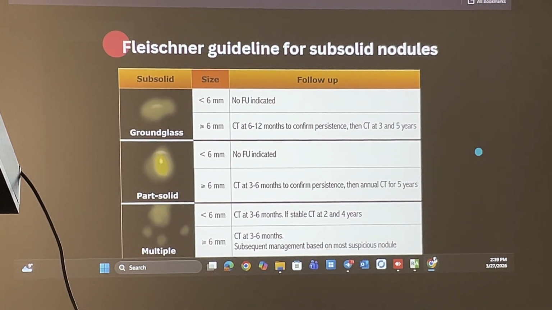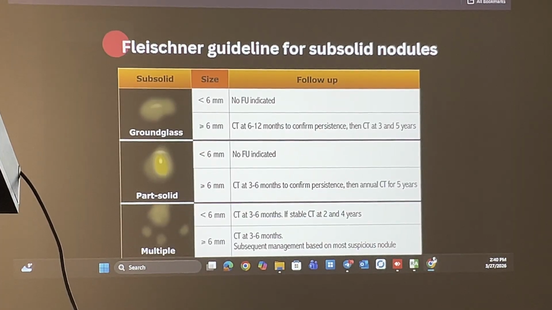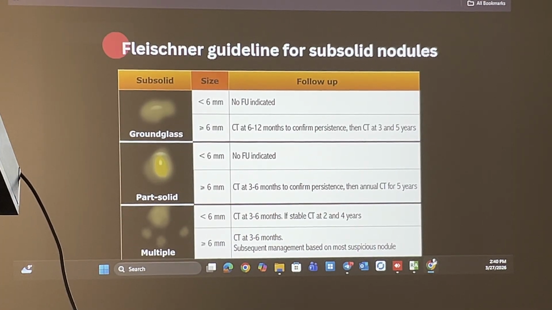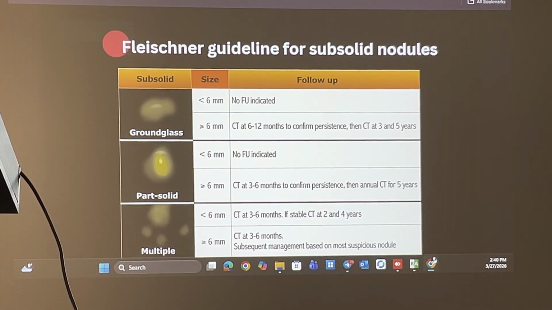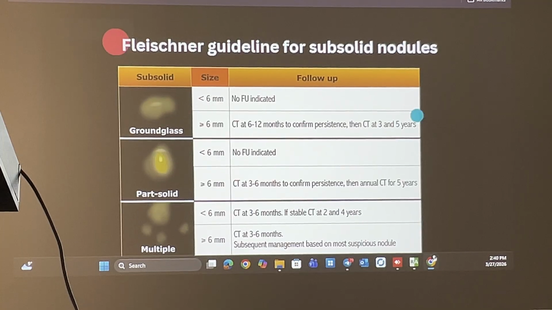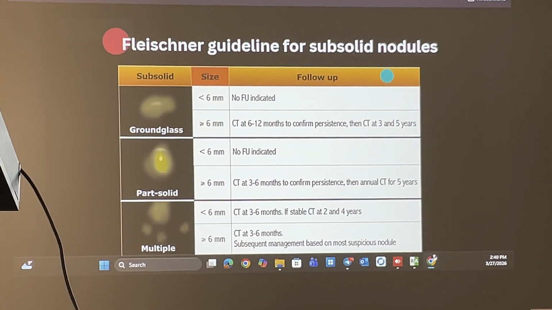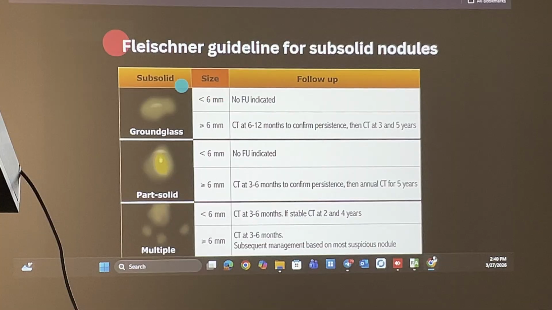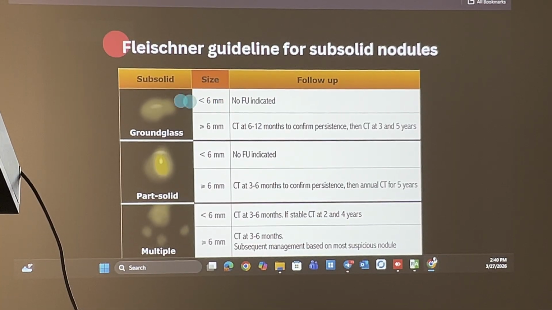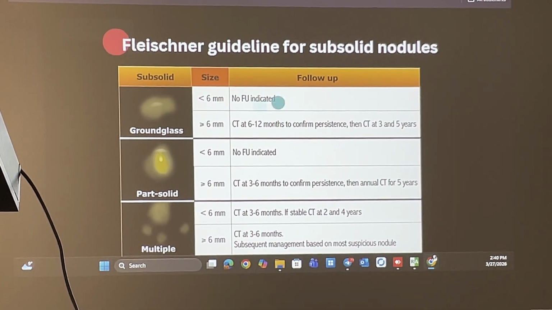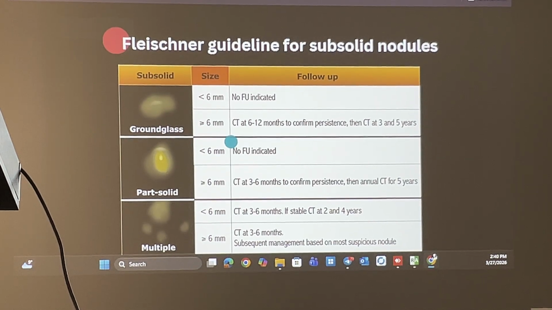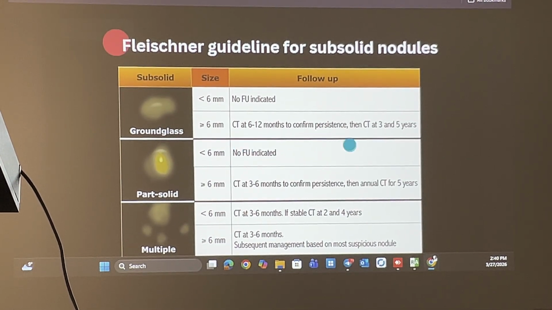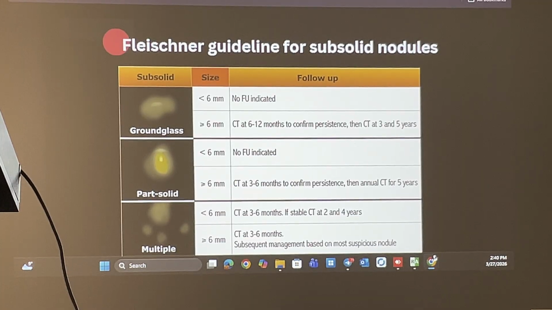And the guideline does not apply to lung cancer screening, patients younger than 35 years old, or patients with a history of primary cancer or immunosuppression. So every time you come across pulmonary nodules, just open the Fleischner guidelines and see what your next step is. So when you see a ground glass lesion which is less than 6 millimeters, no follow-up is indicated. When it is equal or more than 6 millimeters, CT follow-up at 6 to 12 months to confirm persistence, then CT at 3 and 5 years.